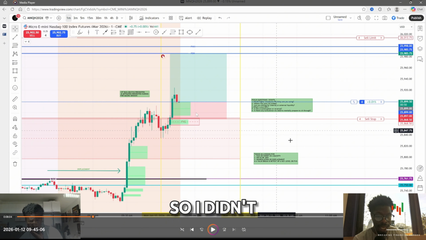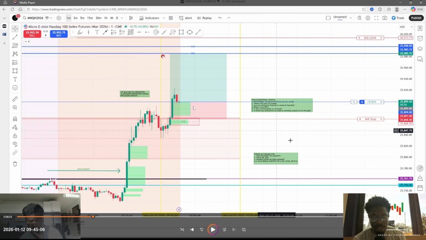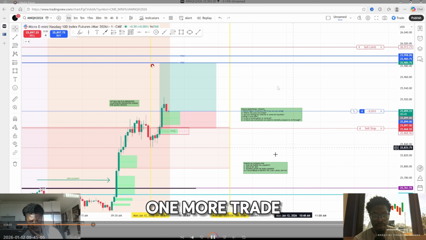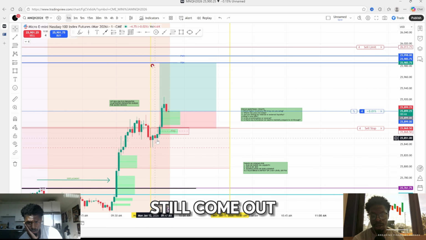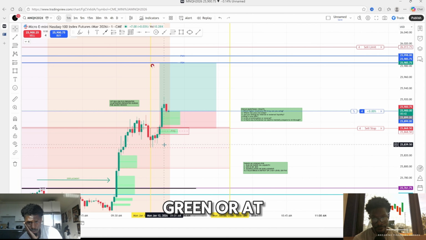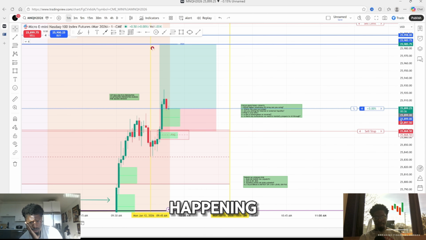So I didn't think that this one had the best chances of winning, but I said, okay, I can take the trade and risk correctly and still give myself one more trade. I can give myself one more bullet, one more punch, and still come out of the day green, or at least break even. So let's see what winds up happening.